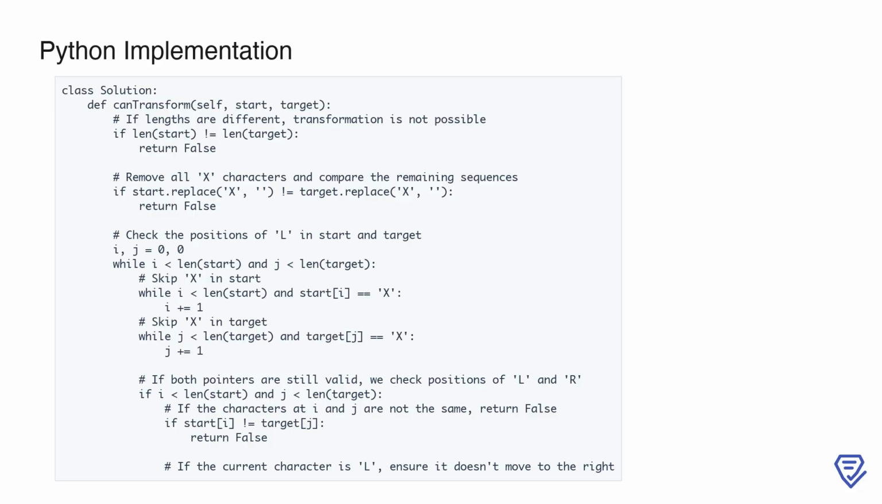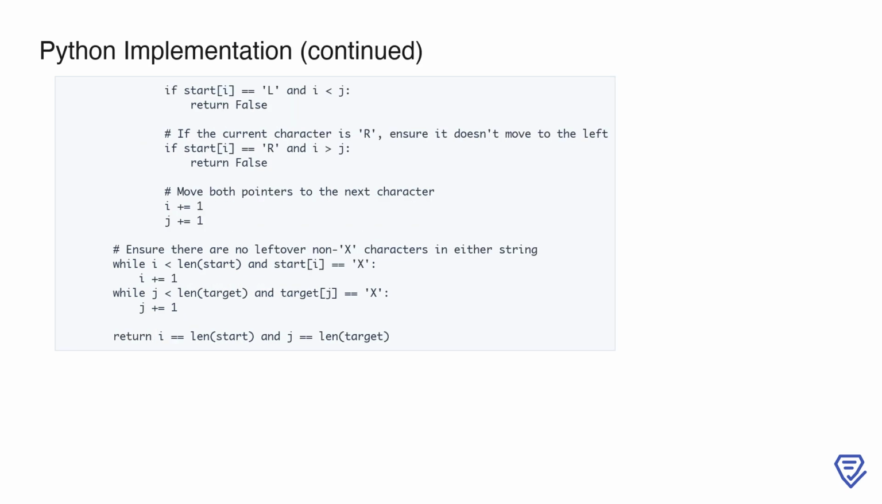For example, if we encounter an L, we need to ensure that it does not move to the right in the target string. If the current character is L, we verify that its position in the start string is not less than its position in the target string. If i is less than j, it means the L has moved to the right, which is invalid, so we return false. Similarly, if the character is R, we check that it does not move to the left, which would occur if i is greater than j. If this condition is violated, we return false as well.